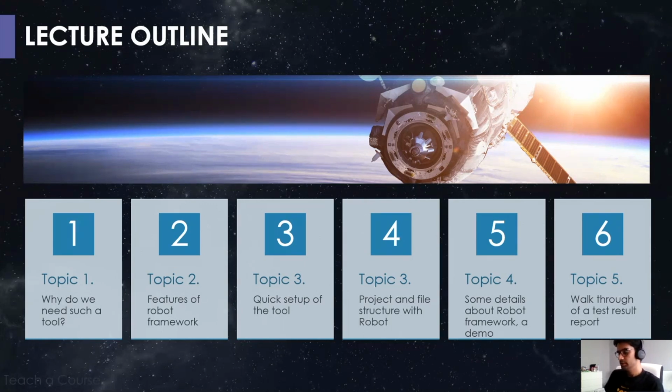I will discuss a project and file structure with robot. So these are two main concepts: how the project should look like and how your file should look like with robot framework. We'll discuss some details as well about them. You will see, I have more slides. And finally, we'll walk through the test result report, which is one of the most important features of robot framework. So let's get started.